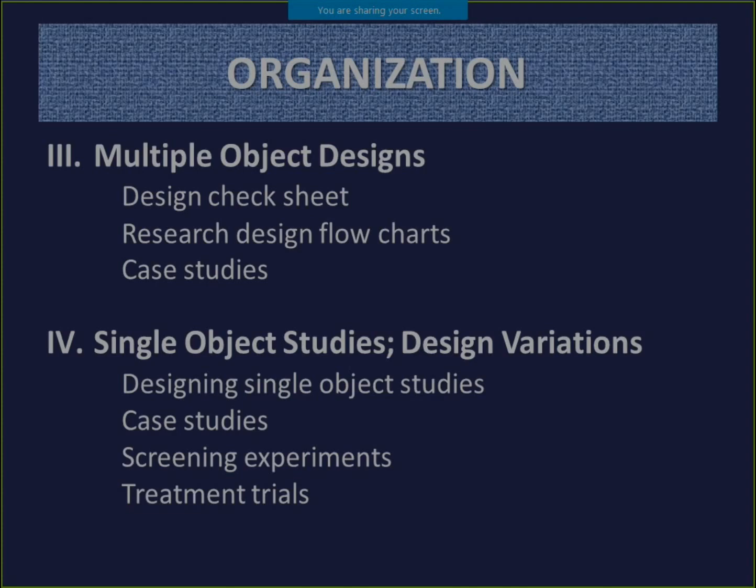In part 4, we'll move into single object studies and a few other design variations. We'll look at some case studies of how statistically valid studies can be conducted when we only have a single object available. And then we'll conclude with a discussion of screening experiments and treatment trials and how these might be useful in conservation.